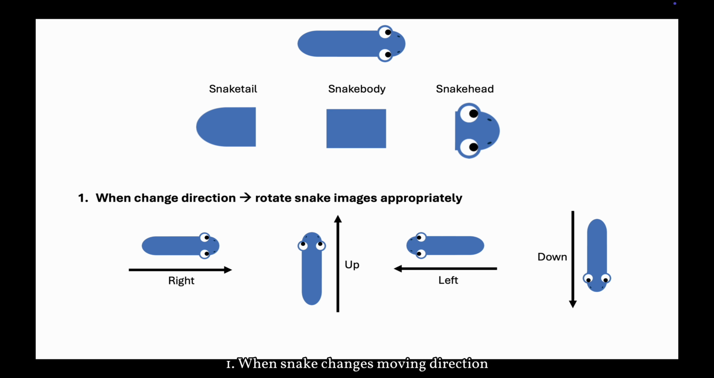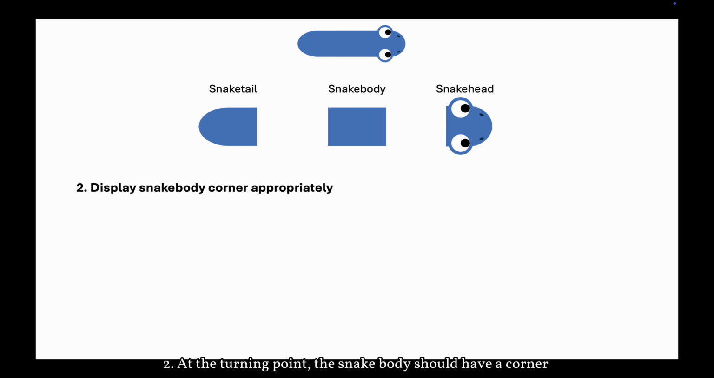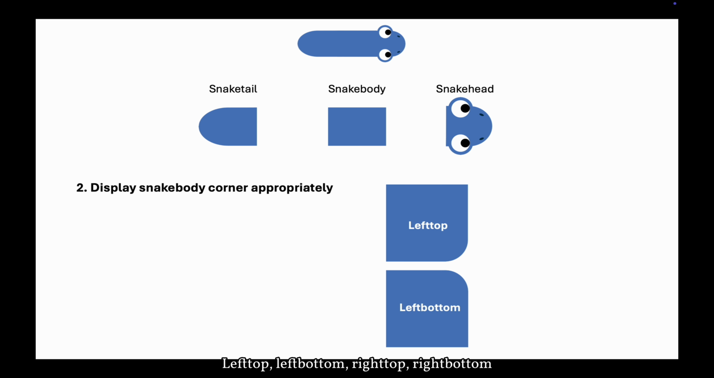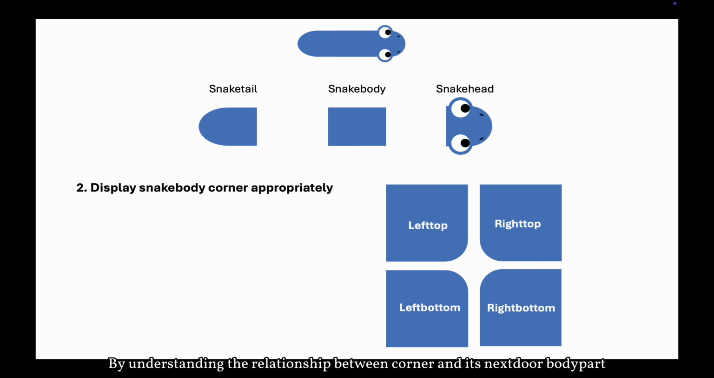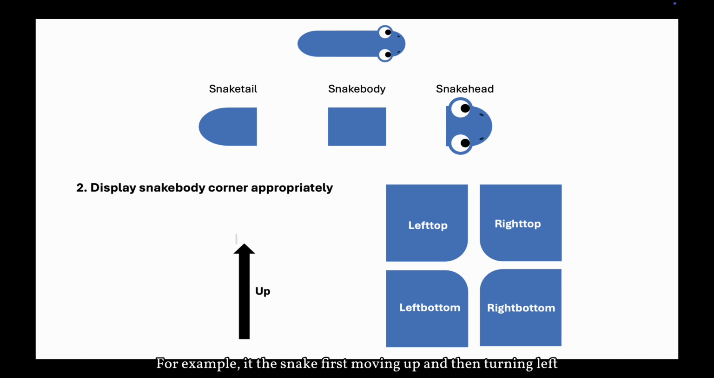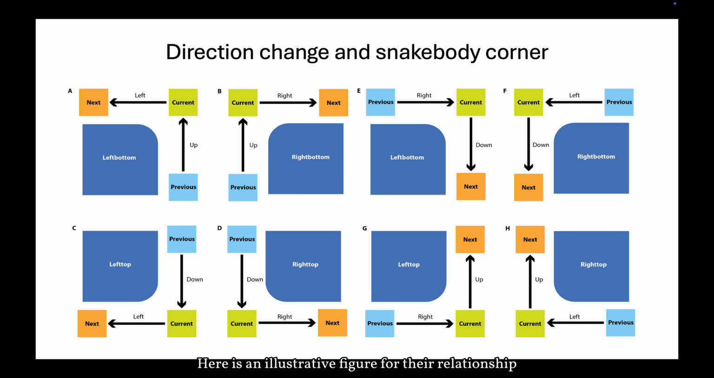First, when the snake changes moving direction, the snake images also need to rotate appropriately. Second, at the turning point, the snake body should have a corner. There are 4 types of corner: left top, left bottom, right top, right bottom. By understanding the relationship between a corner and its next door body part, I determine which corner type to choose. For example, if the snake first moves up and then turns left, we should choose the left bottom corner. Here is an illustrative figure for their relationship. It is in total 8 direction change possibilities.